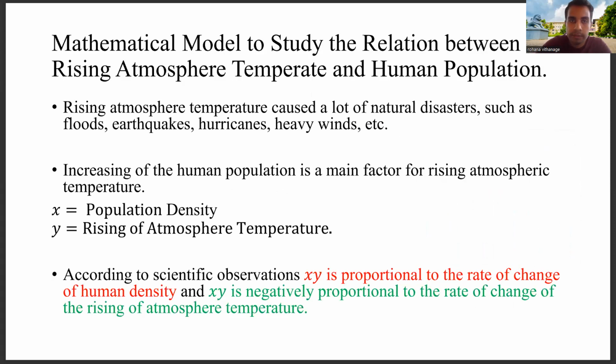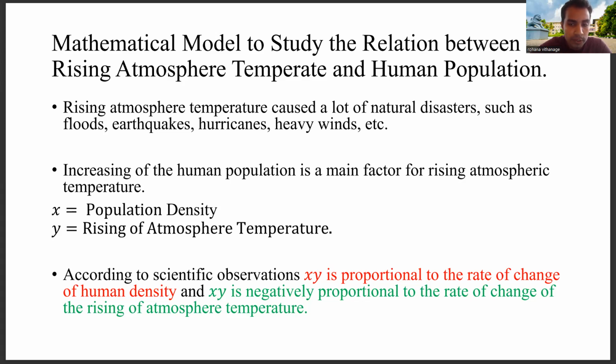Then I am going to discuss a mathematical model to study the relation between rising atmosphere temperature and human population. As we know, in the present world, rising atmosphere temperature is a burning problem. So mainly we can analyze this problem by using a simple mathematical model with ordinary differential equations. Here X is the population density and Y is the rise in atmosphere temperature. By using these two variables and some ideas from books and the internet, we can construct our mathematical model.